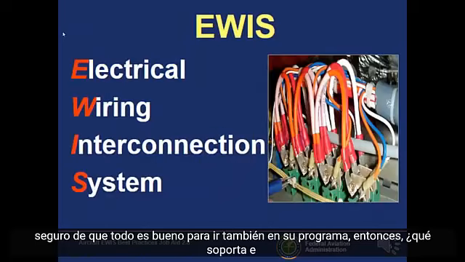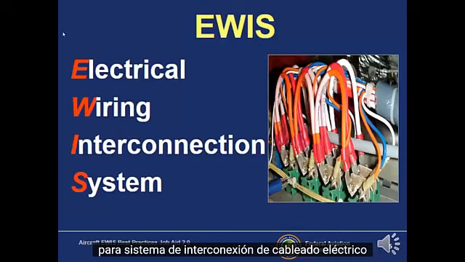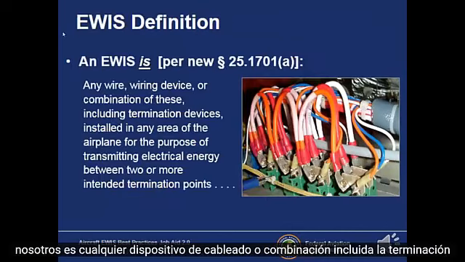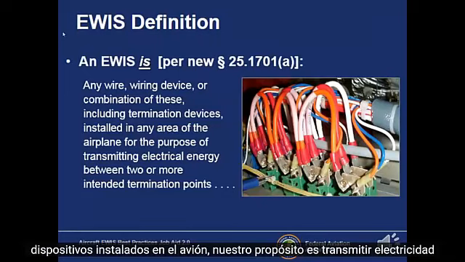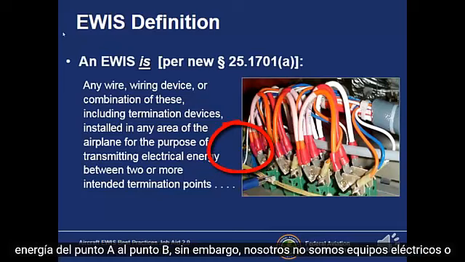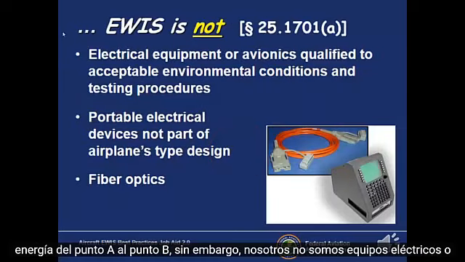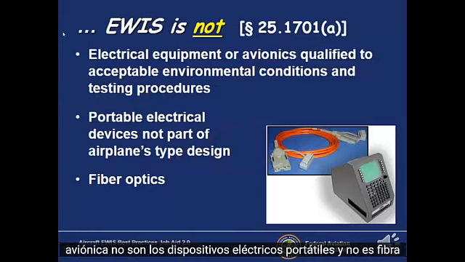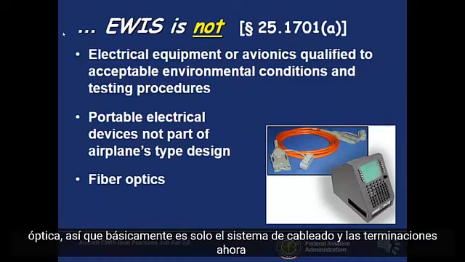So what does EWIS stand for? Electrical Wiring Interconnection System. EWIS is any wiring device or combination, including termination devices, installed in the aircraft. The purpose of EWIS is to transmit electrical energy from point A to point B. However, EWIS is not electrical equipment or avionics. It's not the portable electrical devices, and it's not fiber optics. So basically it's just the wiring system itself and the terminations.